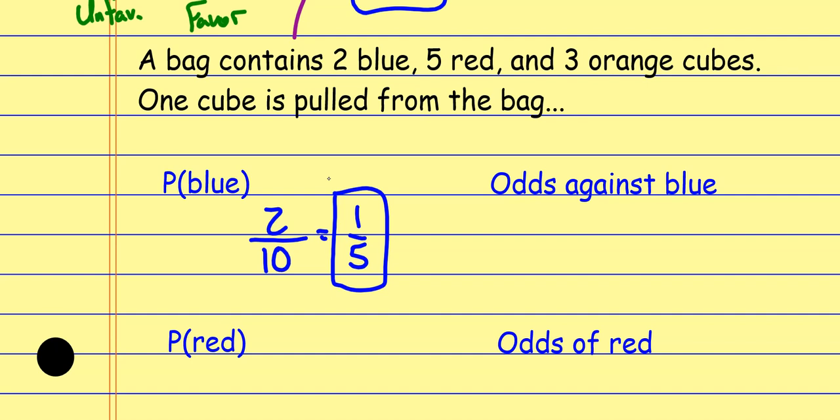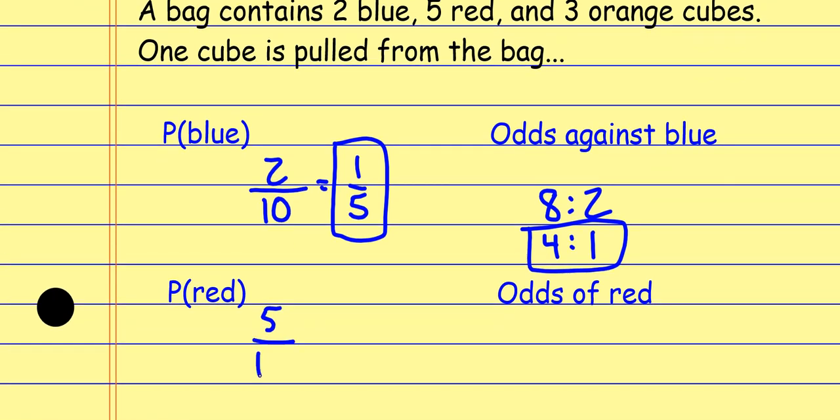Odds against blue, all right? So there are 2 ways I could get what I want, which is the blue. There are 8 ways that I could get something other than what I want. So in this case, I want to list the 8 first. So it's 8 to 2, which of course I want to rewrite as 4 to 1. Okay, that's the odds.